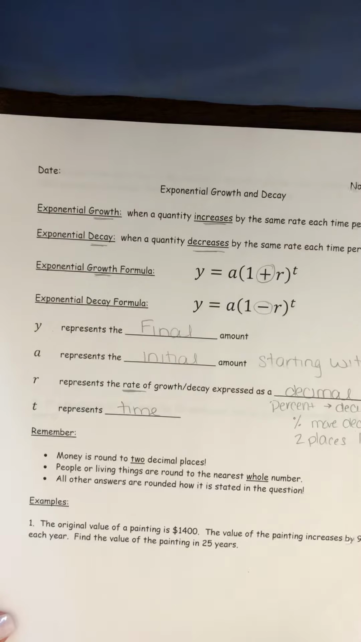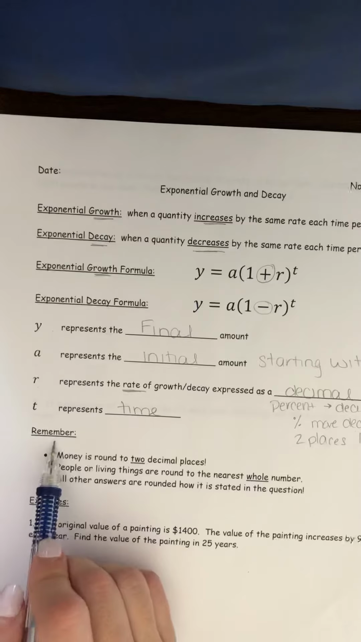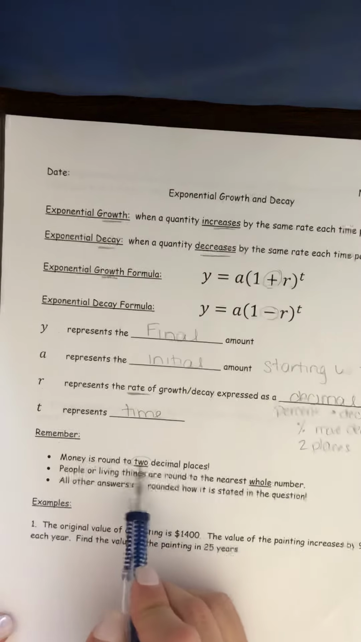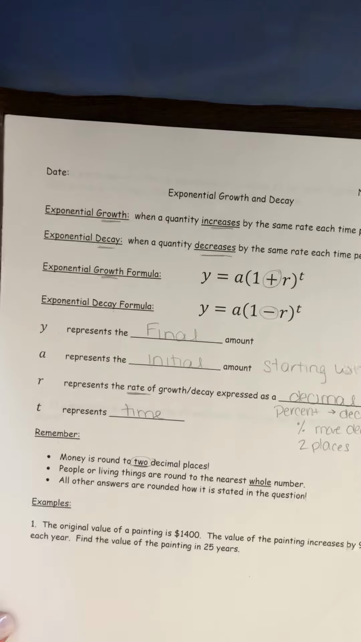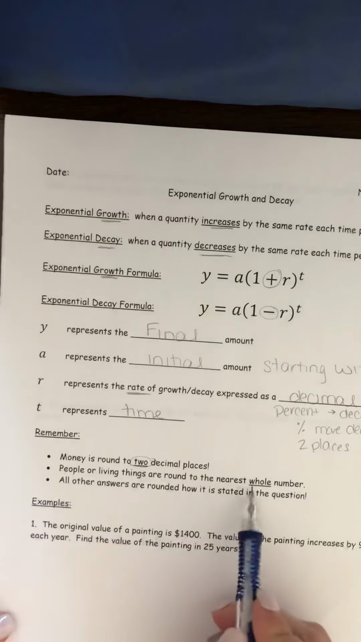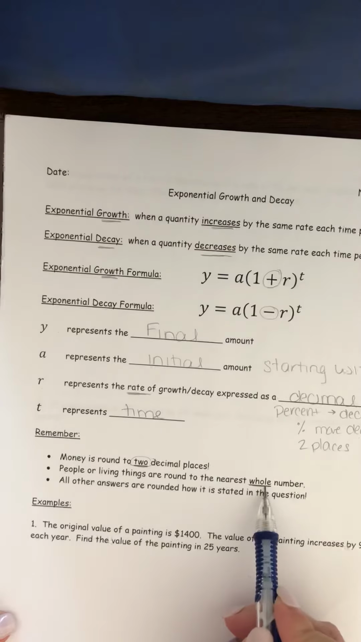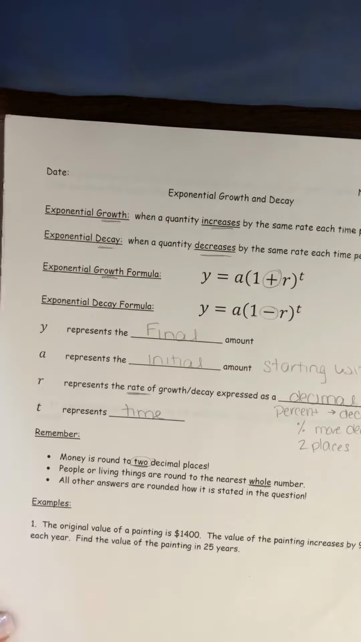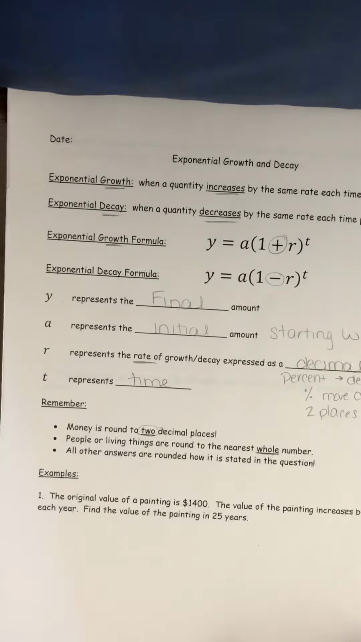If they don't tell you where to round to, you need to remember money is always 2 decimal places unless they tell you differently. People or living things need to be a whole number, and all other answers will be rounded to how they state them.